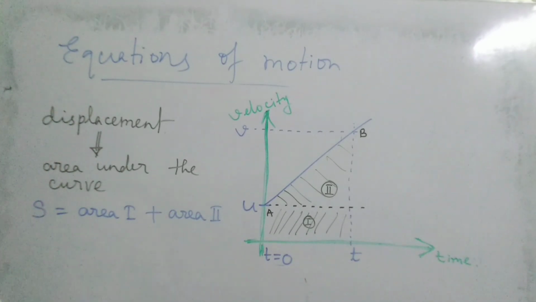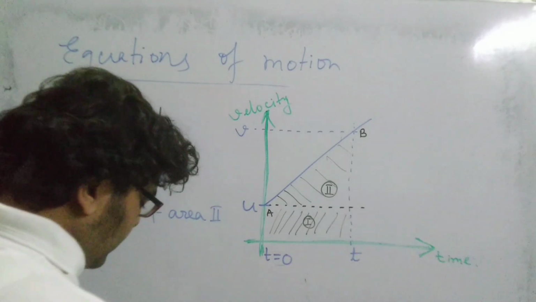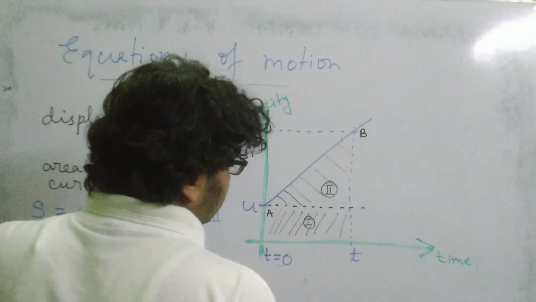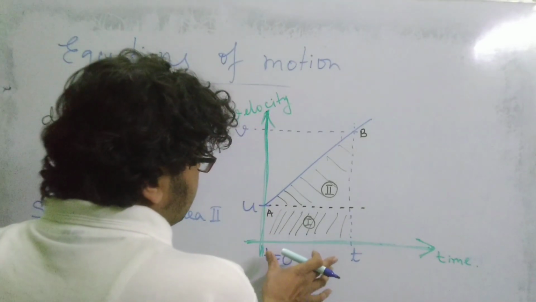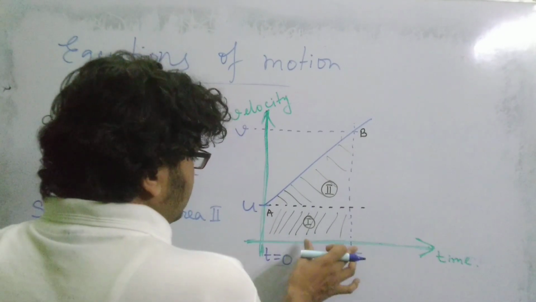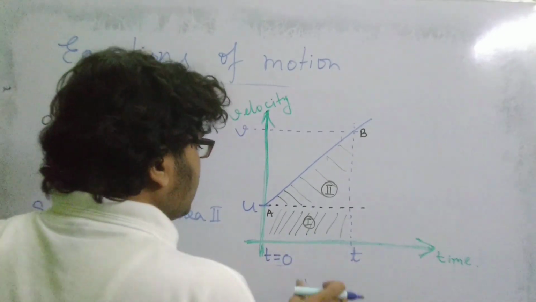Now area 1 is a rectangular area, isn't it? What is the length or breadth of the rectangle? The length of this rectangle is actually t. It's from 0 to t, and if you subtract, t minus 0, it comes out to be t.